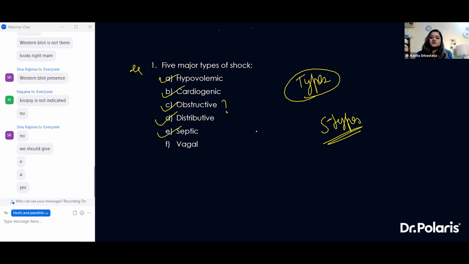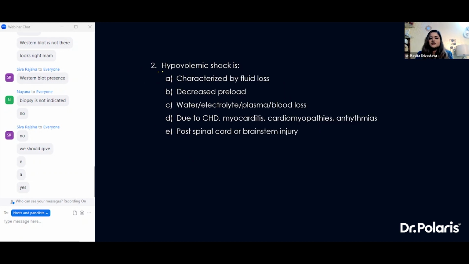And septic shock is also one of the most common types of shock that we see in newborns. So there's nothing known as a vagal shock. So the 5 important types of shock that we have are hypovolemic, cardiogenic, obstructive, distributive, and septic shock. Okay, next question.